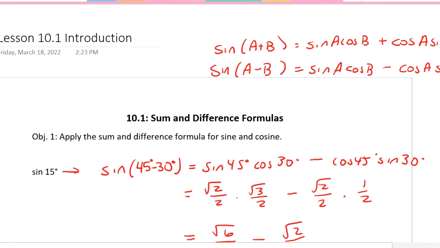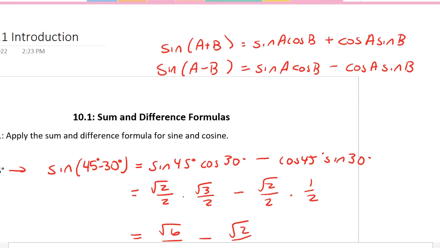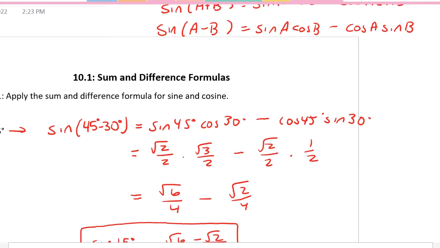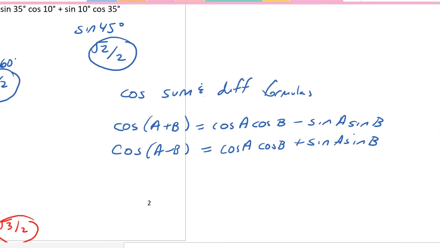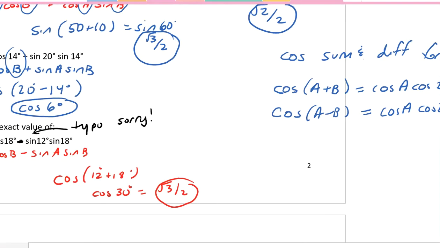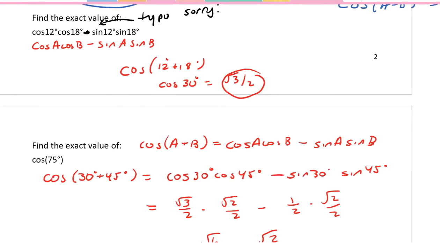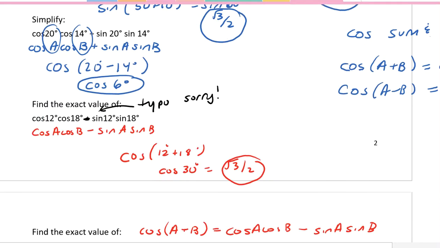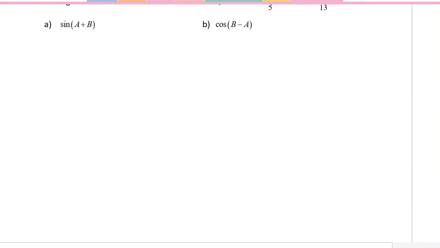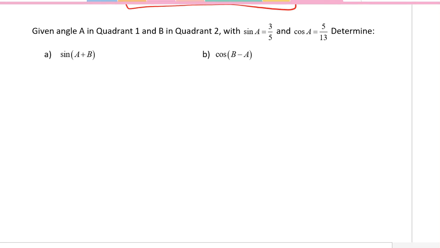We had these new formulas, sine A plus B and sine A minus B, and we also had our cosine formulas, cosine A plus B and cosine A minus B. We're going to keep working with those four formulas. We already did our forwards and backwards, and I'm going to do the third type, where you draw the triangles.